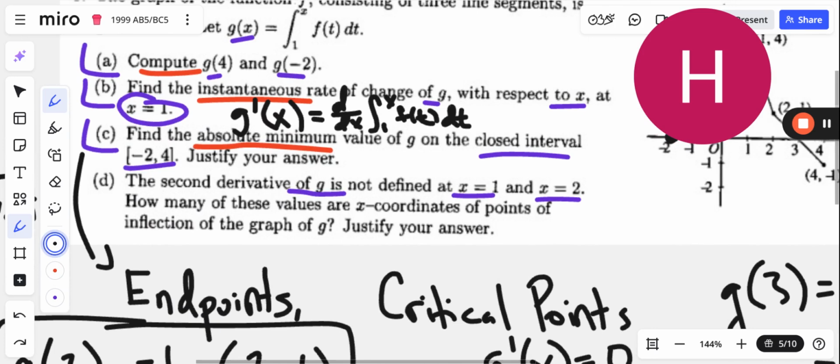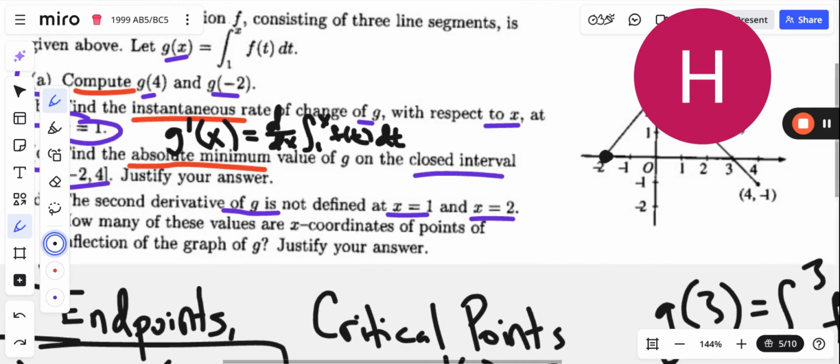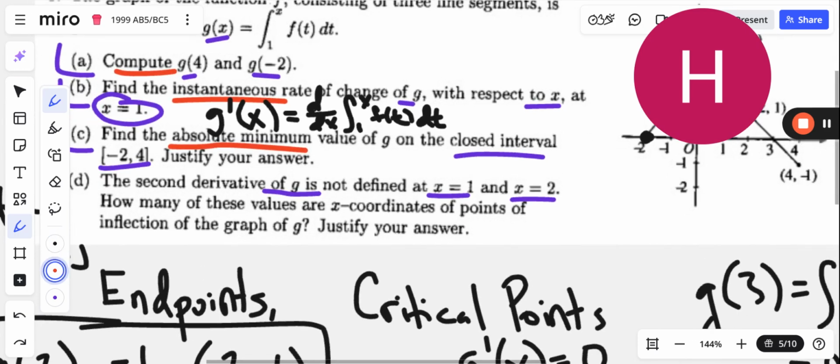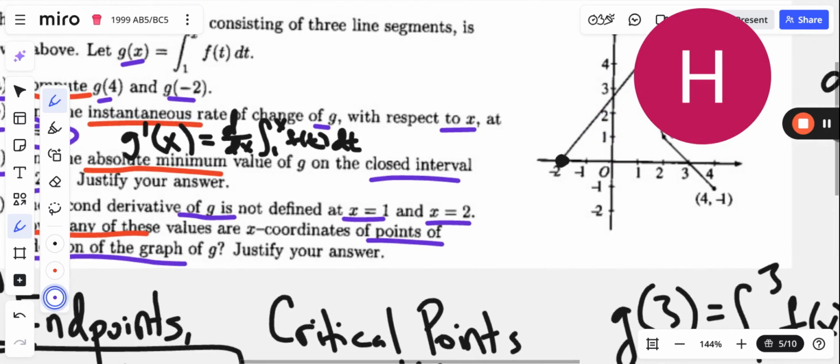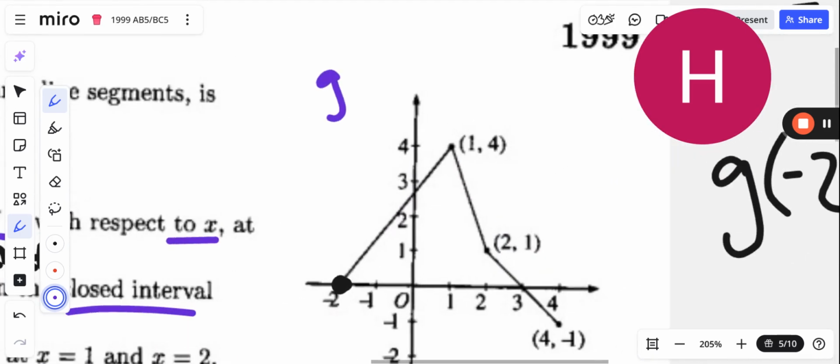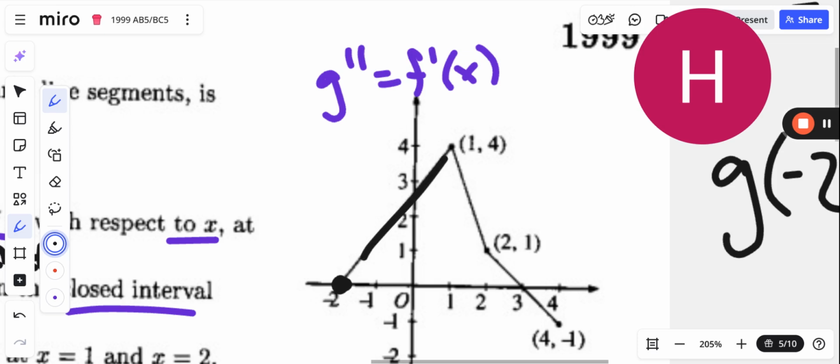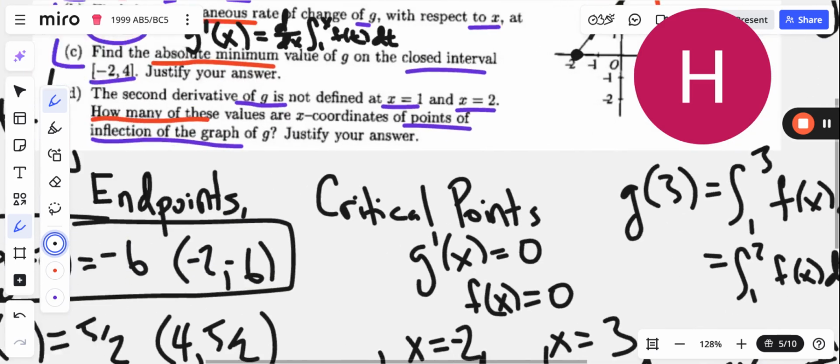So the question is, how many of these values are x-coordinates of points of inflection? Well, in order for something to be a point of inflection, that means the second derivative changes sign. So again, G double prime equals f prime. So we want to look for moments where G double prime goes from positive to negative. In other words, when f prime goes from positive to negative. So the slope of this graph goes positive, to negative, and then it continues to go negative. It does not switch there. So we only have one point.